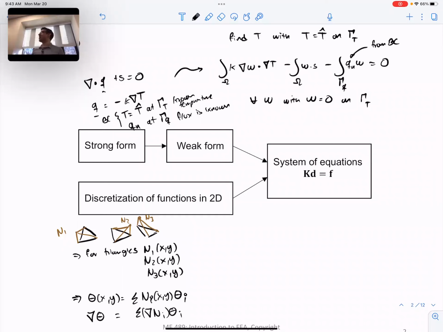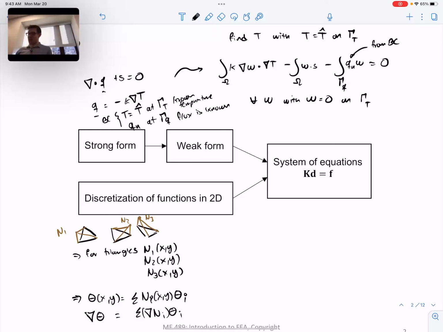The slightly different thing with respect to 1D is that in 1D, we only had the derivative with respect to x. So all you needed was dN dx. But here we have x and y. So instead of thinking of just one derivative, we have the gradient, which is a vector with one component being the derivative with respect to x and the other component being the derivative with respect to y. So that's what we did on Monday.